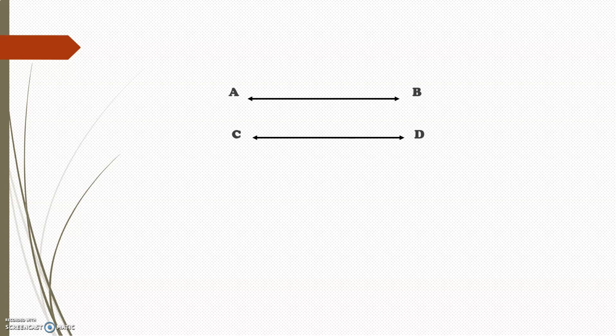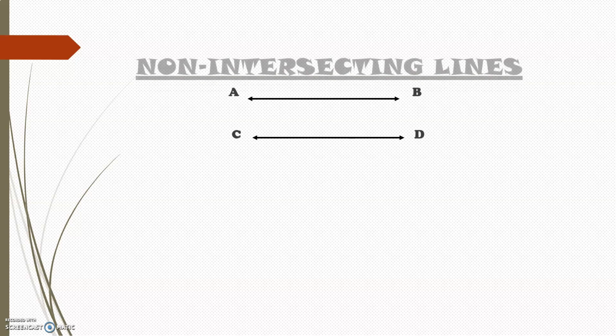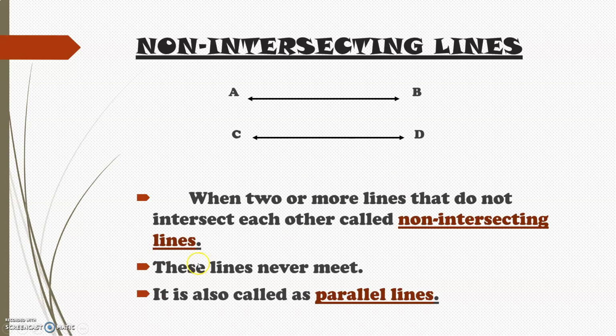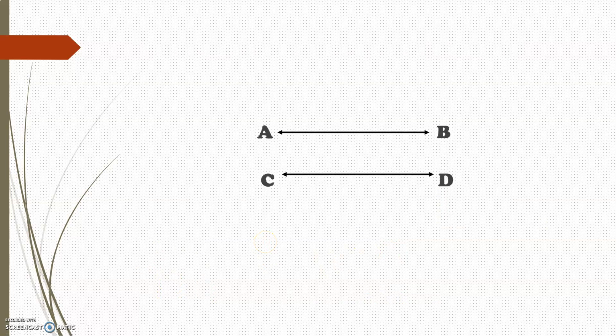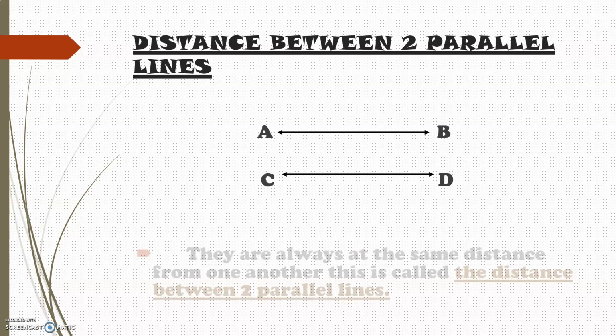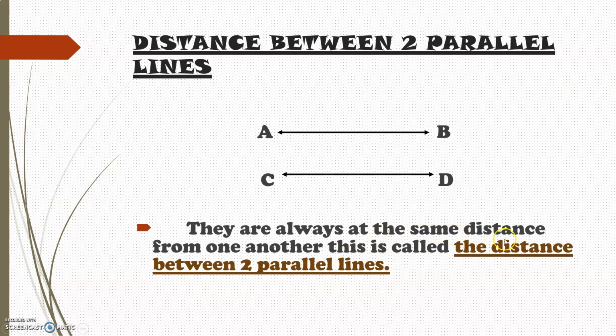And let us consider two lines which are not intersecting each other. We call these non-intersecting lines, also called parallel lines. These lines never meet. Two or more lines that do not intersect each other are called non-intersecting lines. They are always at the same distance from one another. This is called the distance between two parallel lines.